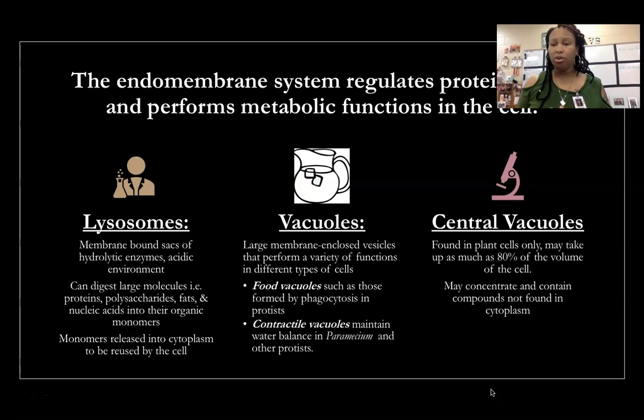Lysosomes, vacuoles, and central vacuoles, which are found in plants, are also a part of the endomembrane system. There's different types of vacuoles. You have contractile vacuoles, which in protists like paramecium help to maintain the water balance. And you have food vacuoles, such as those that protists use for phagocytosis, when they actually take stuff in and engulf it. Lysosomes are membrane-bound sacs of hydrolytic enzymes.